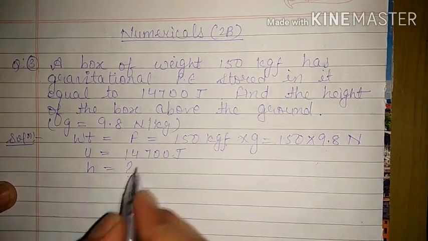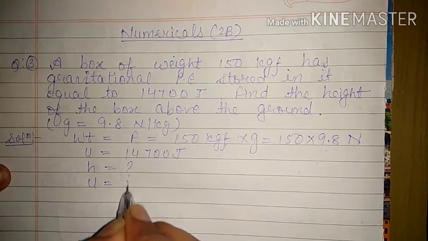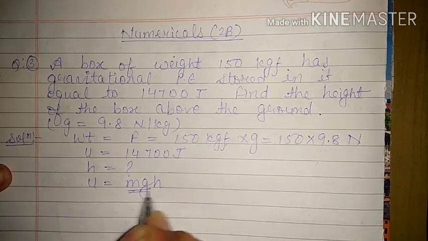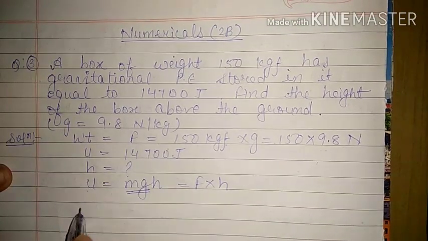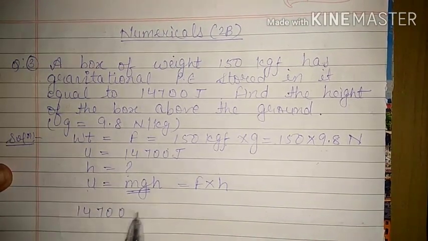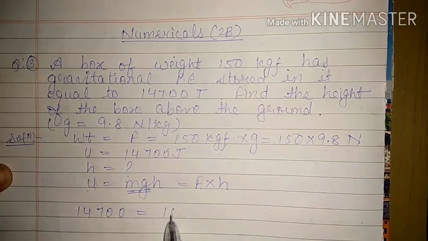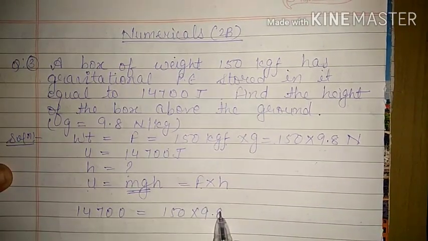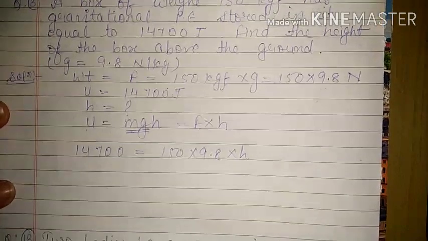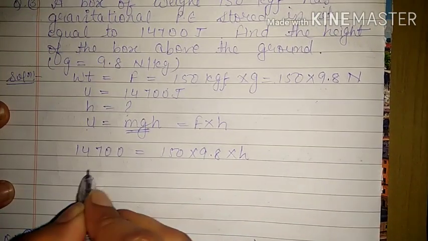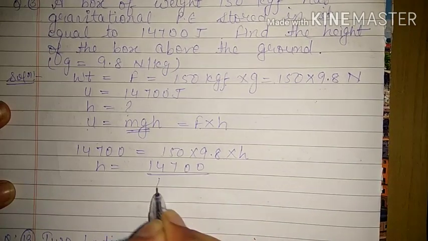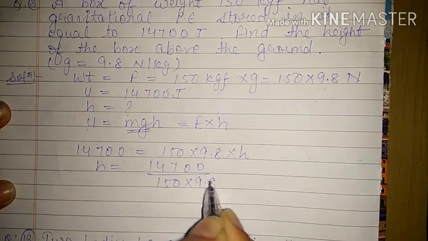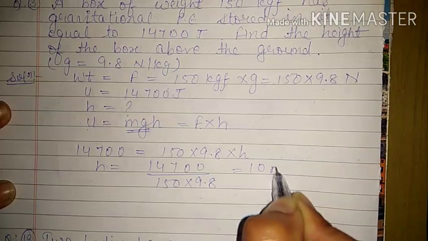And now U, potential energy, is equal to mgh, and we know that mg is force. So that is force into h. U is given 14,700, F is given 150 into 9.8, and h we have to calculate. So from here we can calculate h, that is equal to 14,700 upon 150 into 9.8, and it will be 10 meter.